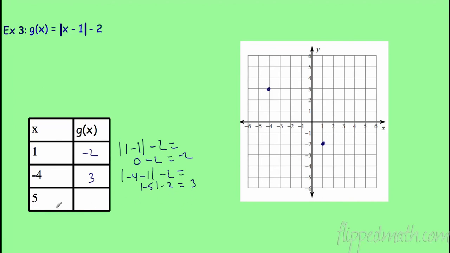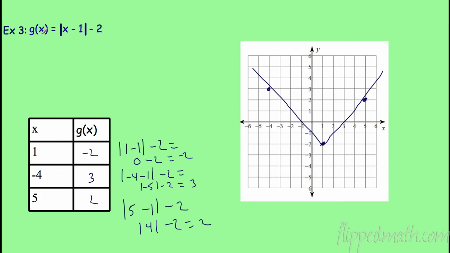And last but not least, we have 5. Let's plug in 5. So we have 5 minus 1. Absolute value of 5 minus 1 is 4. 4 minus 2 is 2. So 5 over and 2 up. And if you remember from algebra, these are, in fact, V-shaped.